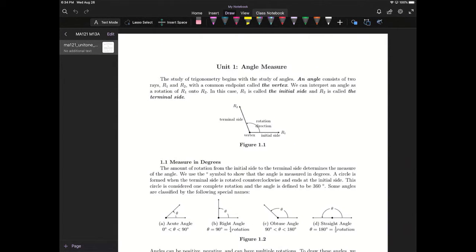All right, so the first unit is actually about angle measurements. And we're going to see that there are two types of ways of measuring angles. One is the degrees, which is most common. So we kind of have an idea what that is. We use this in real life. But this is not the only way of measuring angles.